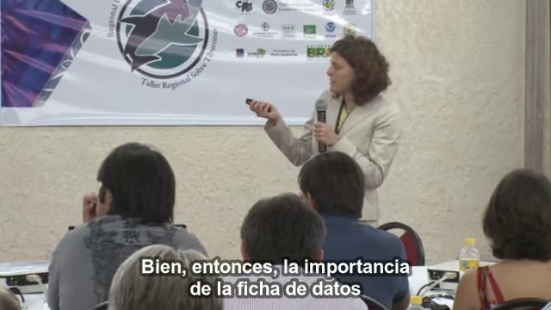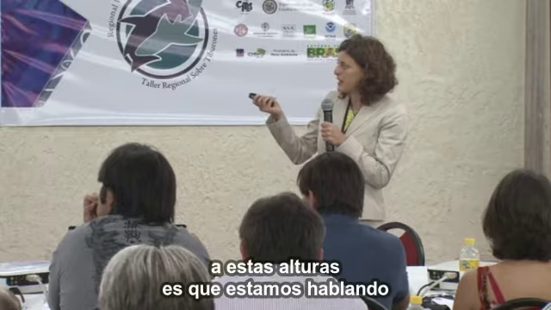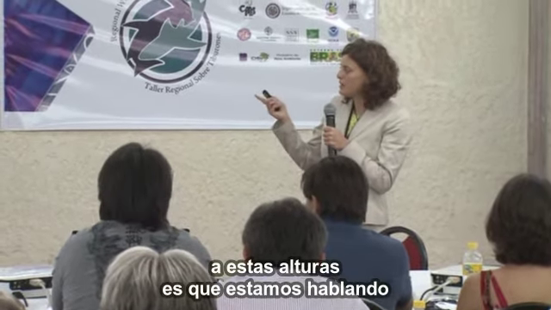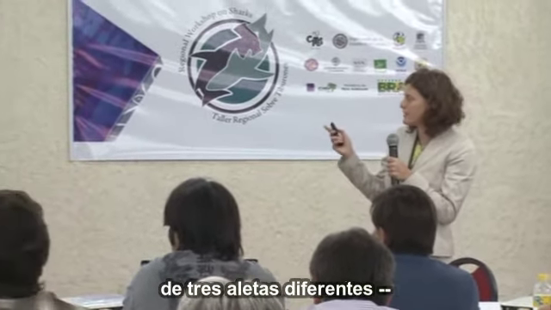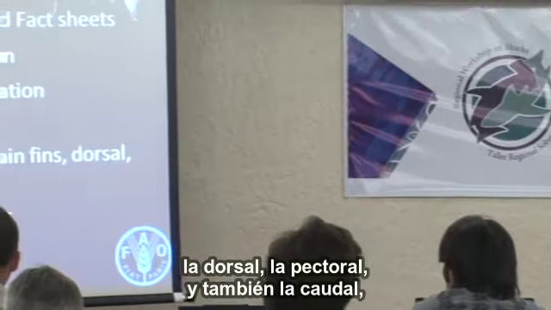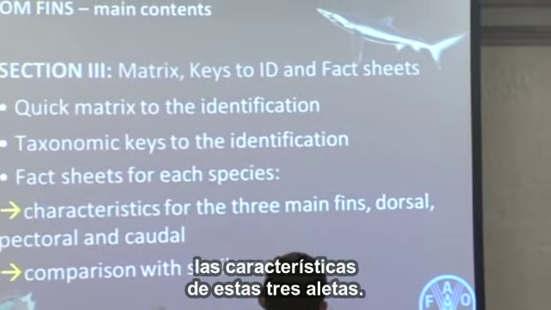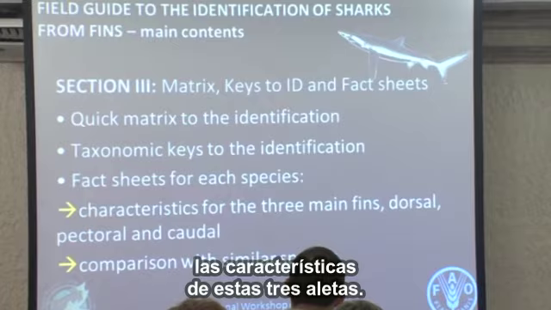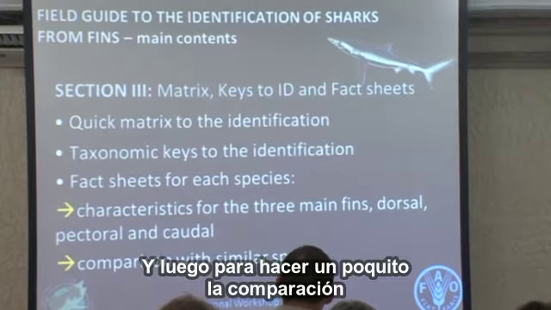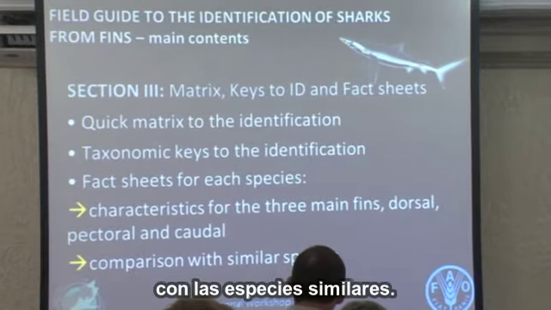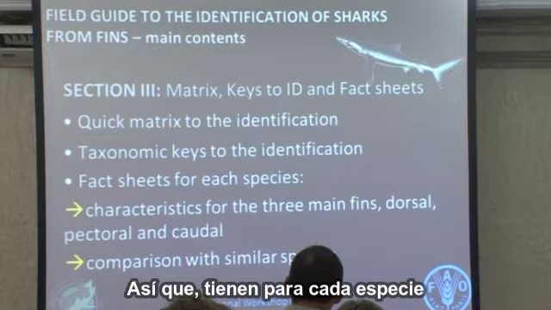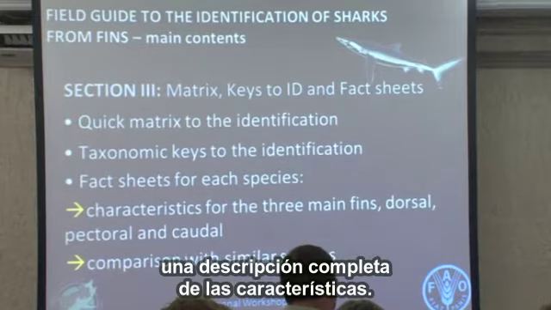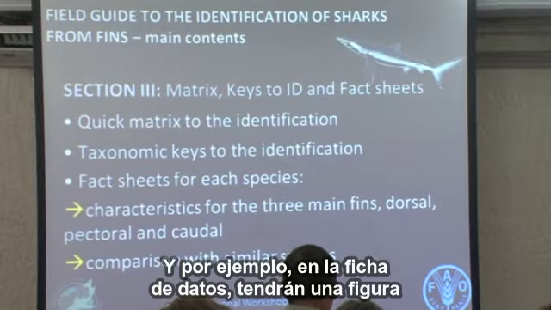Okay, so the importance of the fact sheet at this point is that we are talking about the 3 different fins, dorsal, pectoral, and also caudal, trying to describe the characteristics of these 3 fins, and then to compare a bit with similar species. So you have for each species a complete description of the characteristics.